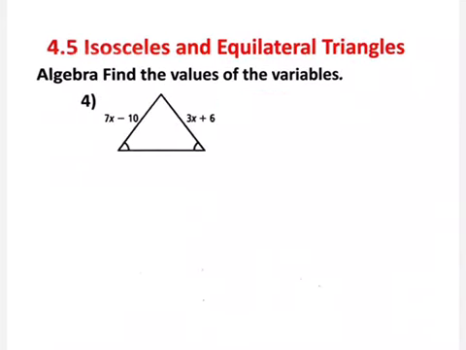Last but not least here, we've got two congruent base angles, which means the sides of this isosceles triangle are congruent. So we're merely going to set the two equal to each other and solve. So we'll subtract 3x, we get 4x minus 10 equals 6. We'll add 10, we get 4x equals 16. And then we'll divide by 4, so x equals 4.